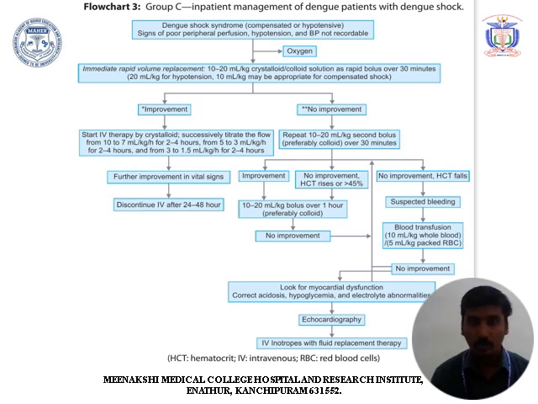If it is whole blood, we administer 10 ml per kg. If it is packed RBC, we administer 5 ml per kg. If there is no improvement, we have to do an echo to rule out any myocardial dysfunction. If there is myocardial dysfunction present, we have to start inotropes.